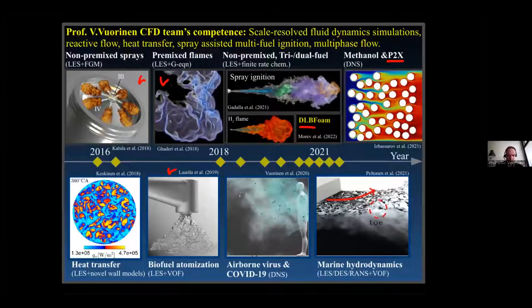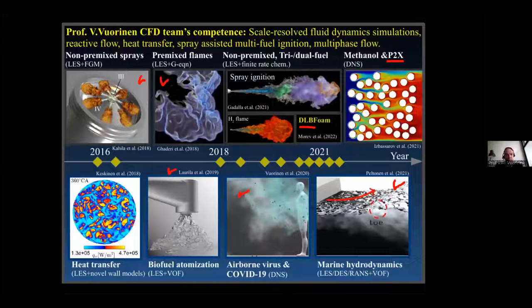During COVID, we looked at airborne viruses. And actually, I think my most cited paper is about airborne viruses from 2020. We studied aerosol transmission and we were probably among the first ones to publish something on aerosol transmission and CFD in the summer of like June 2020 or so. And also some problems in marine hydrodynamics, wave formation. There was one PhD student who defended last year regarding that topic. So this is an overview of our research.